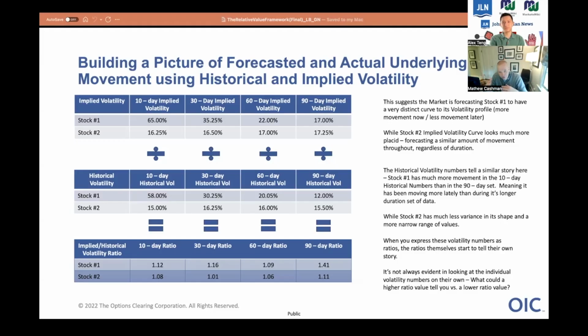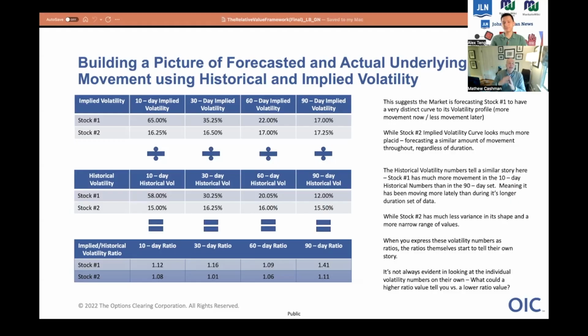Implied over historical volatility ratios then tell you that the 10-day ratio of stock one is a 1.12 or a 112. I would call it a 112. The 30-day ratio is a 116. The 60-day ratio is a 109. And the 90-day ratio is a 141.